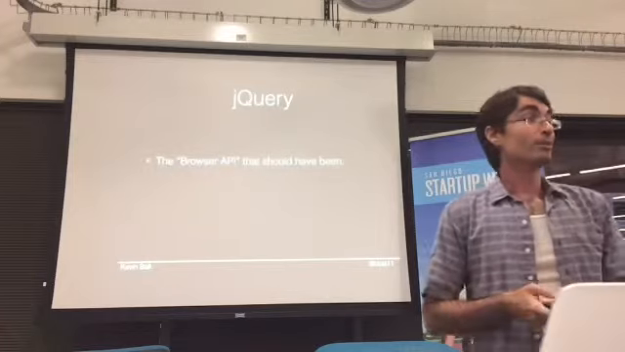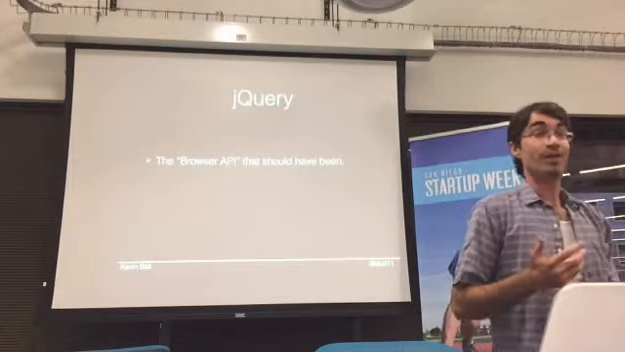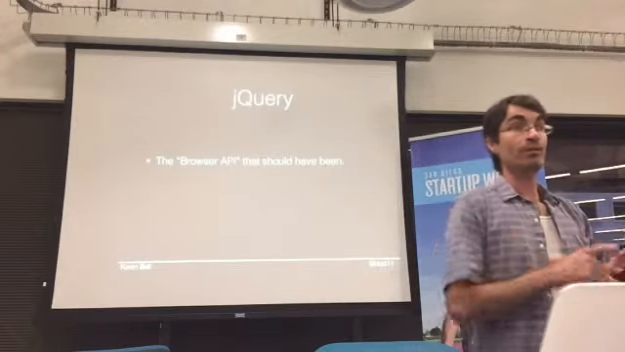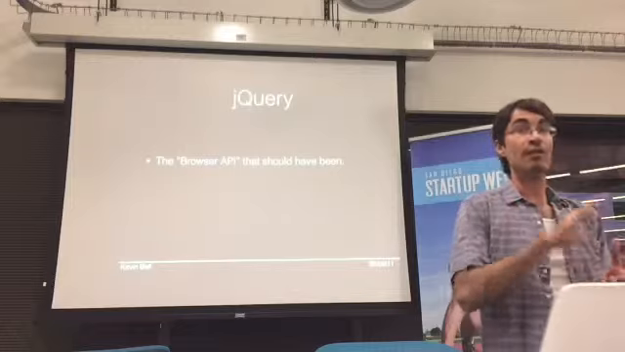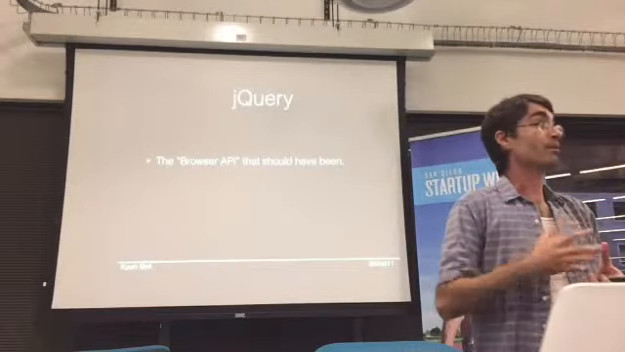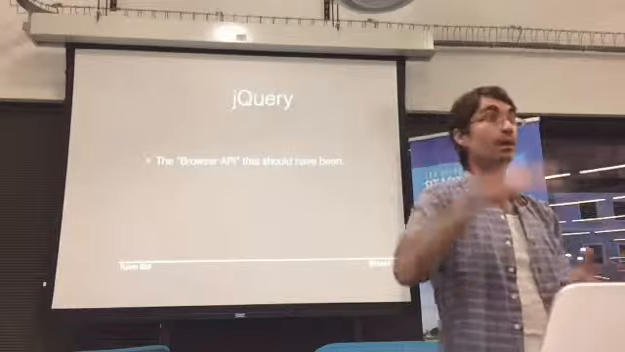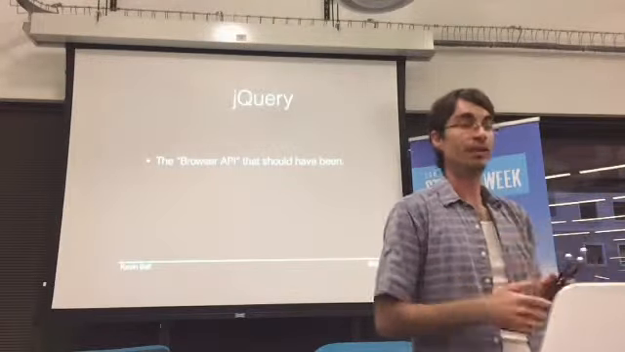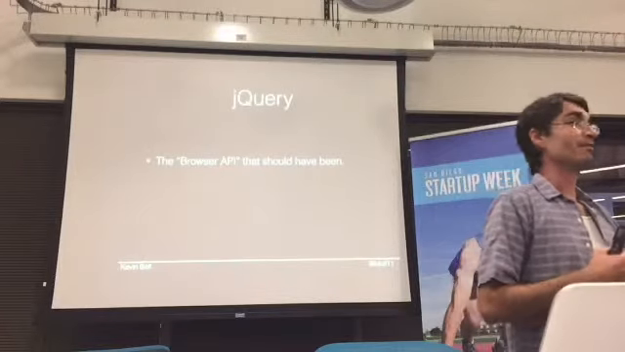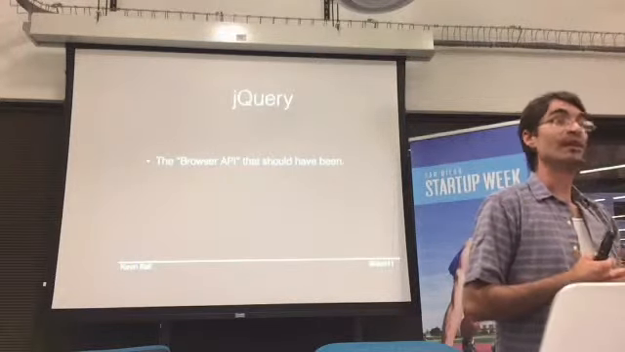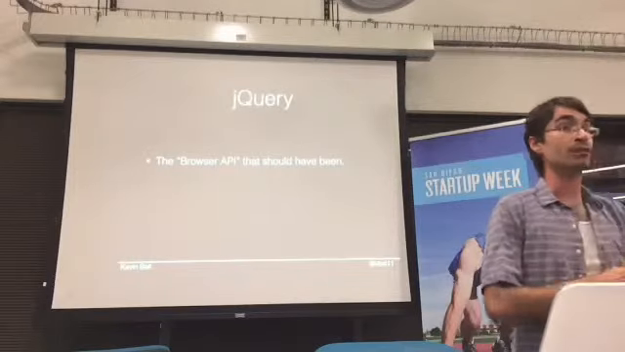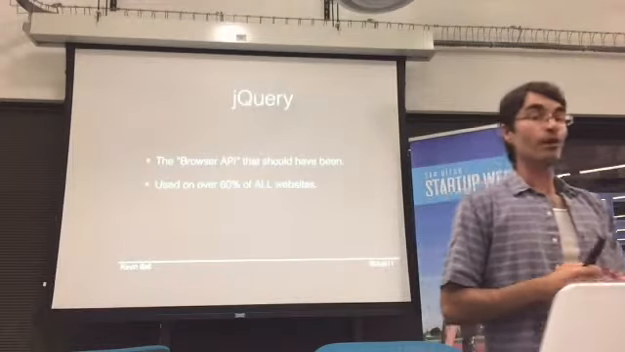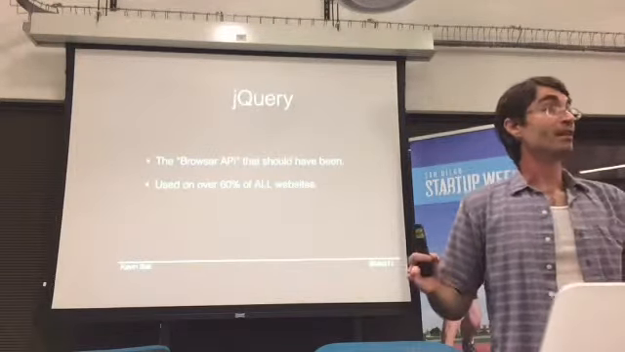jQuery is really the browser API that should have been. It makes it super easy to do DOM manipulation, which if you're brand new to this, you may not know what it is. The DOM is the way that the browsers represent what's showing on the page. They compile HTML down into this DOM, which is Document Object Model. That's what they use to display things. The APIs defined for accessing that are a little awkward, and they were different across all the different browsers. And jQuery unifies them and makes them clean in a very nice way. It's actually used on over 60% of all websites out in the world.